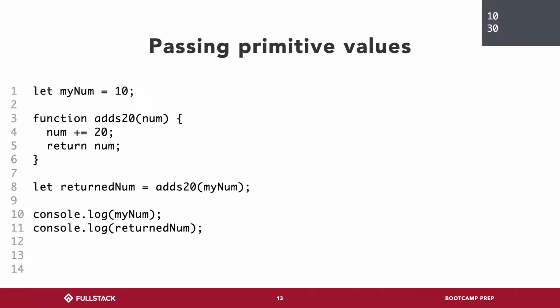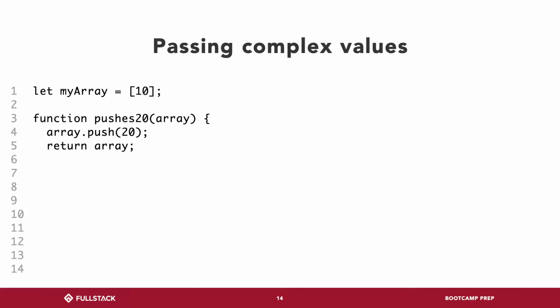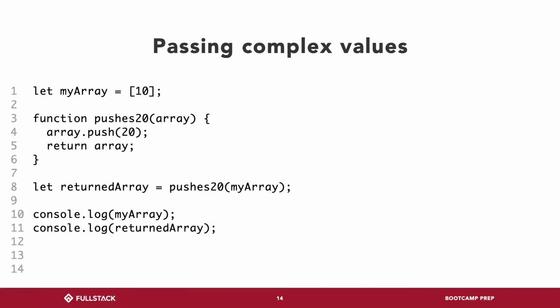You guys are good? So what happens if you pass in a complex variable? This is pretty much the same function, but myArray is now not 10, it's an array with one value in it, the number 10. And the function is pushes20. It's always going to take an array, push the number 20 into that array, and then return that array. So we could set the result of that equal to returnedArray, and we could console log both things. What do you think will happen?